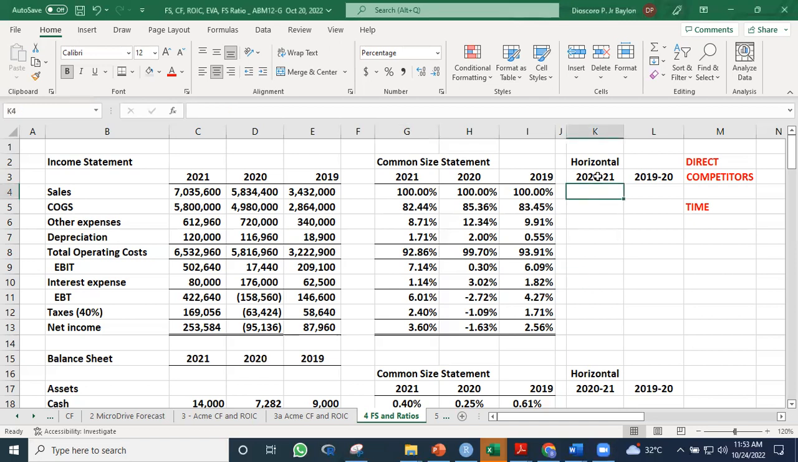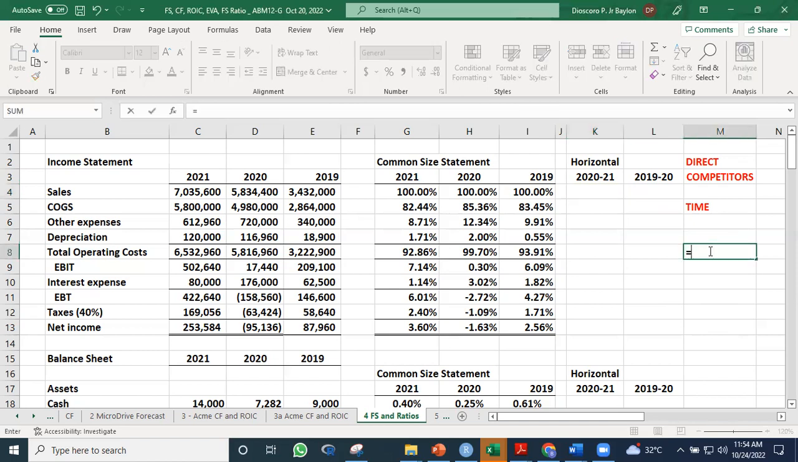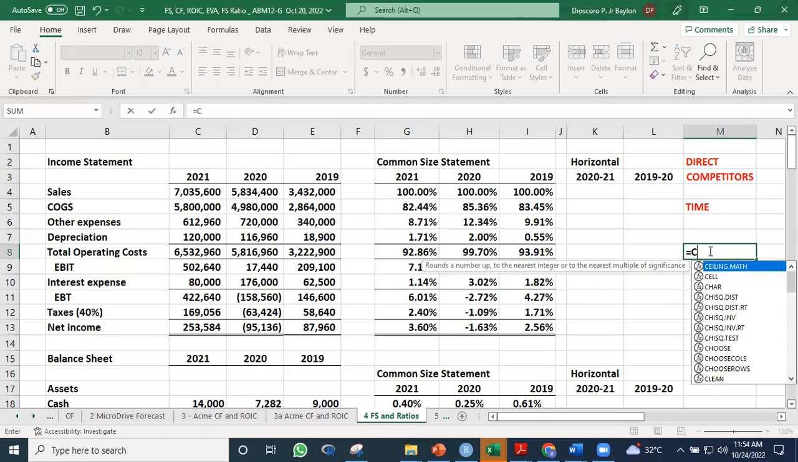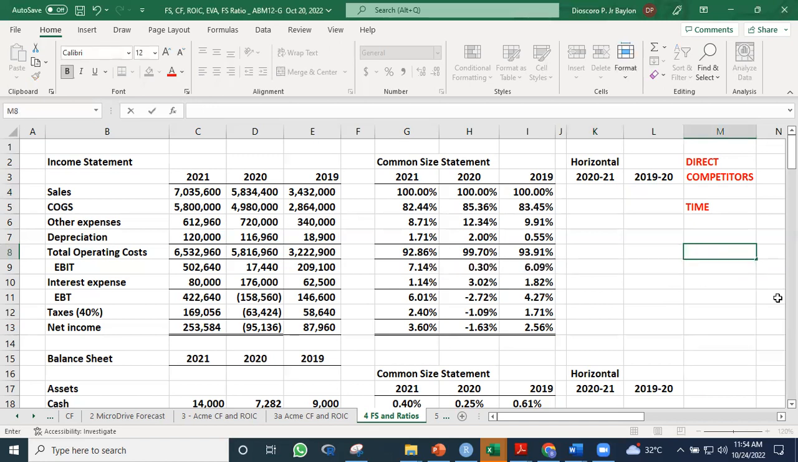Now there's another common size statement, and it's called your horizontal. Ito yung horizontal analysis. So ano naman yung horizontal? The horizontal analysis gets the percentage change across years. No? So kunyari, 2020 to 2021. What's the percentage change? Okay. Maybe from your previous subjects, natutunan nyo na ang percentage change is equal to current value minus previous value, and then divided by previous value.